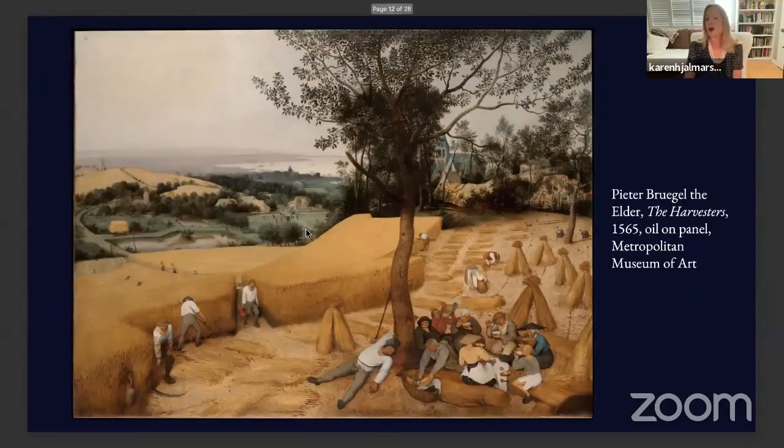He did another one I wanted to show you, the Harvesters. Here it's pretty much, with the exception of some peasants in the foreground, this is a landscape for landscape's sake.